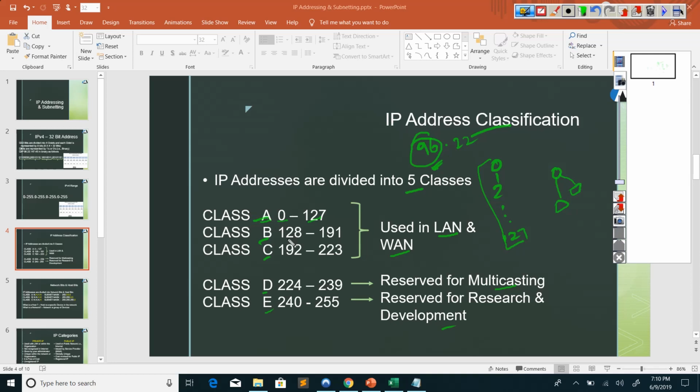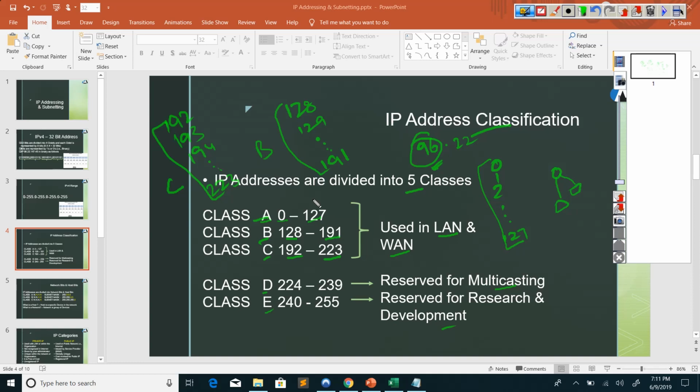For class B, the IP starts in the range 128 to 191. If any IP starts with 128 or 129 up to 191, it falls in the class B category. It is the same with class C: whatever IP starts from 192, 193, 194, up to 223, falls under the class C network. You have to remember this. By seeing the first octet of your IP, you have to understand which class it comes from. It is going to help you decide further things in your learnings.